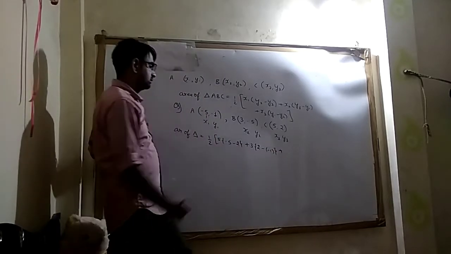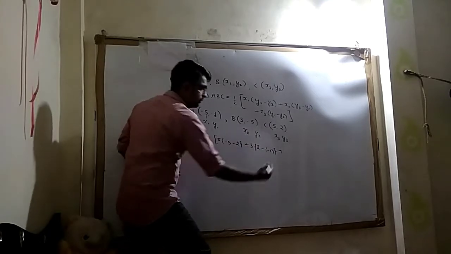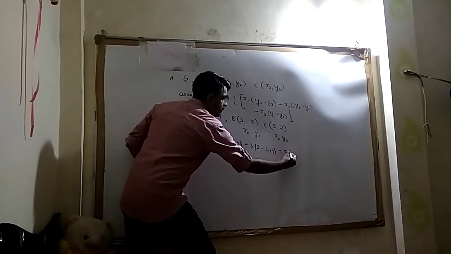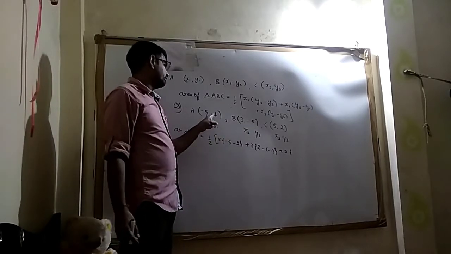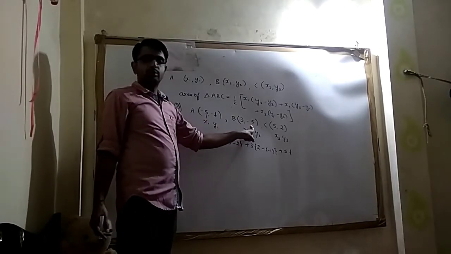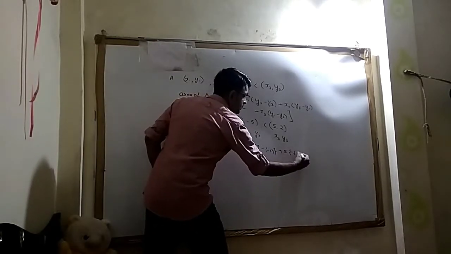Plus x3. The value of x3 is 5. So 5 into y1 minus y2. The value of y1 is minus 1 and that of y2 is minus of 5. Beware of signs. Okay.